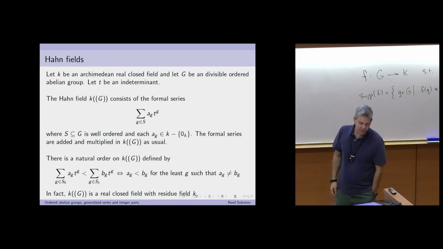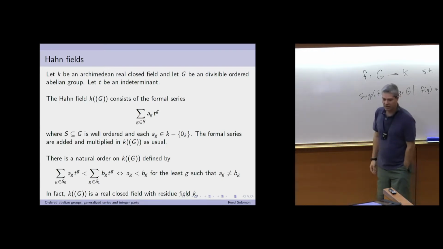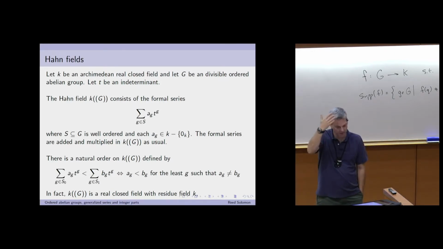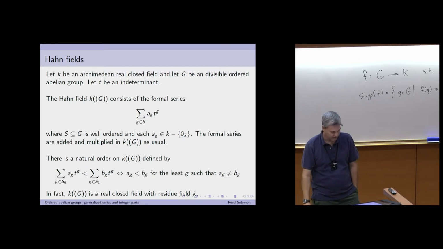All right, and so when you do this, what you get out is a real closed field with residue field k. So this is exactly what Julia was talking about. This Hahn field, as long as we start with a real closed field and a divisible ordered abelian group, will come out to be real closed in the end. And k is in fact the residue field.